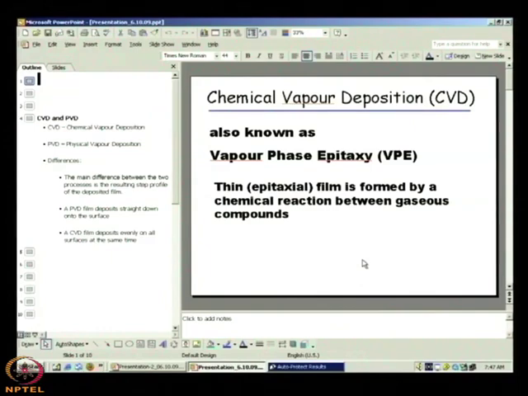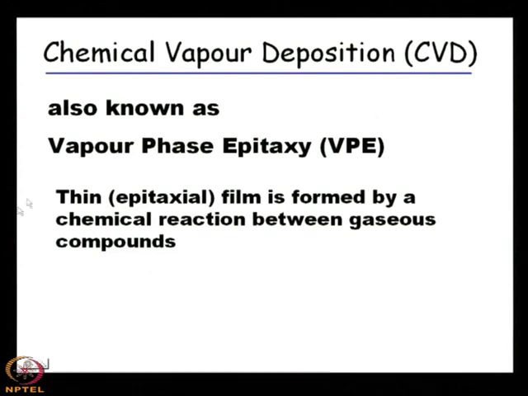Now, this chemical vapor deposition is also known as vapor phase epitaxy, you see that it is also known as VPE, vapor phase epitaxy. So, that means that when you like to make some epitaxial film, then it is known as vapor phase epitaxy. Otherwise, conveniently you can call it CVD, the same thing. The only difference is that if you make some epitaxial film out of the CVD process, then that is known as the VPE.